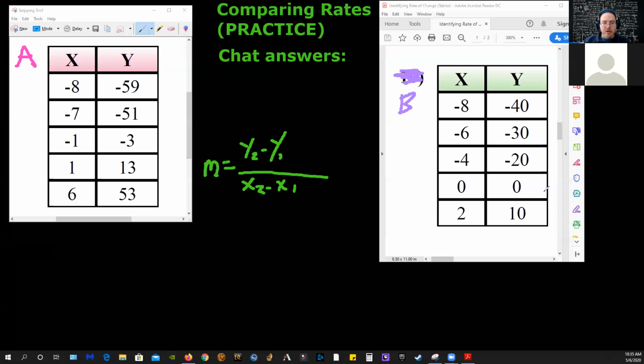So let's look at function A. Since I've got two sets right here that are both positive, I'm probably going to use those. So if I'm looking at this top to bottom, that will be x1 and this will be y1. Oh, I'm sorry, that'll be x2. Let me back that up. So the 1 is x1 and the 6 is x2. The 13 is y1 and the 53 is y2.